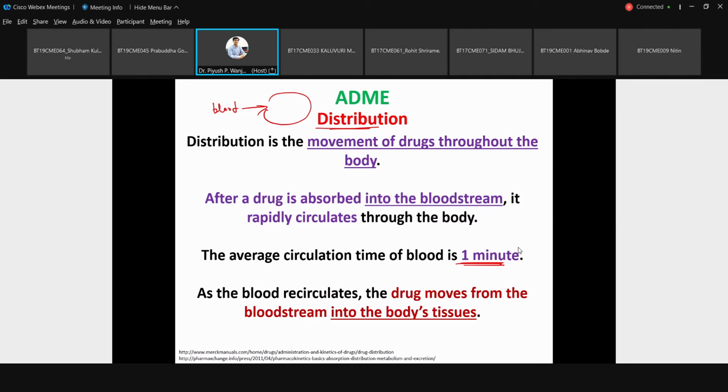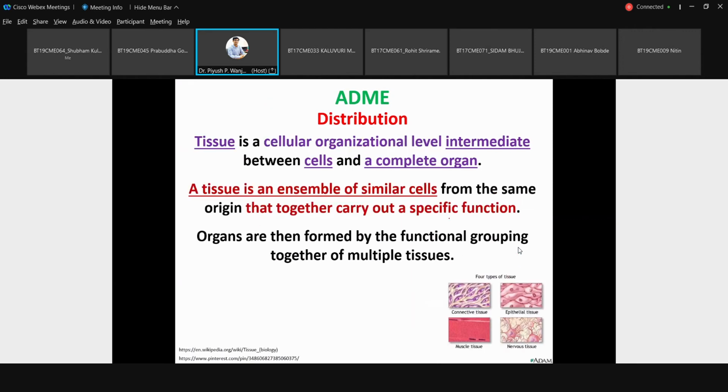Whenever the drug is moving into the bloodstream, it has to go into some part which is called body tissues. So what are these body tissues? This can be considered as something intermediate between cells and a complete organ.